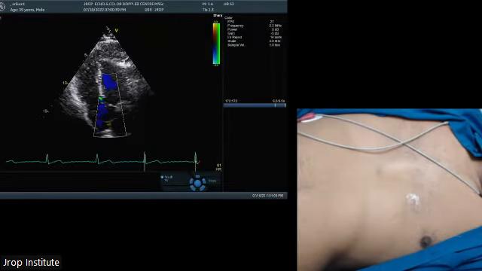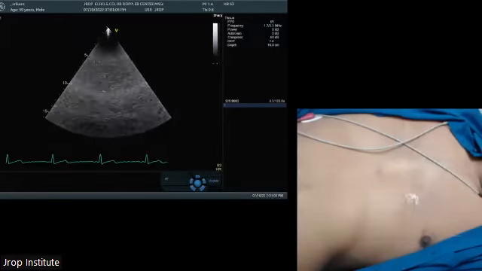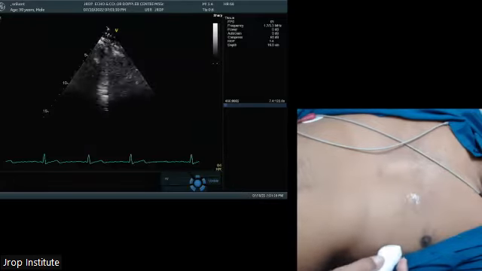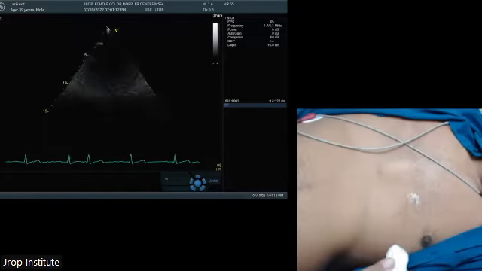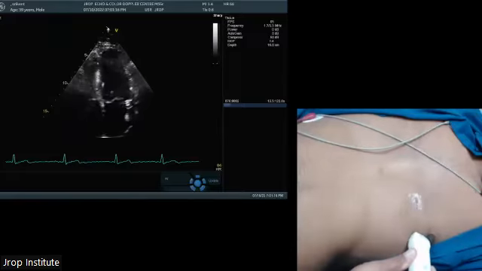Sir, typical window, where should we place the pointer? Pointer should be at 2 o'clock position, left fifth intercostal space. Look at the pointer over here. Yes. 2 to 3 o'clock position and as parallel to the chest wall as possible.